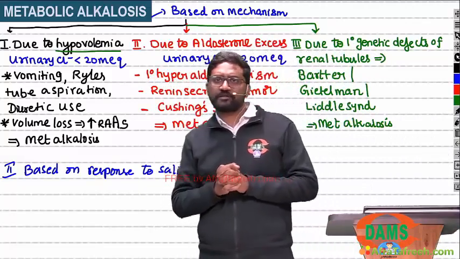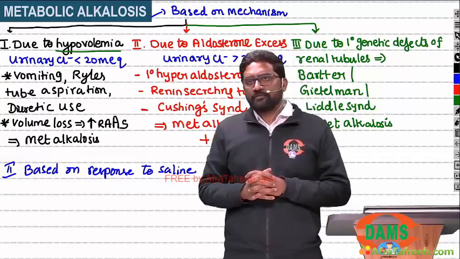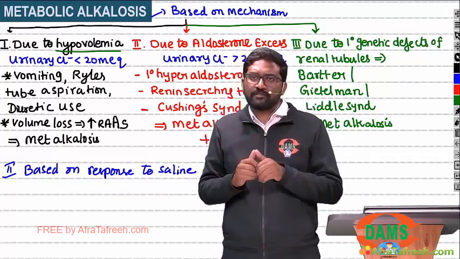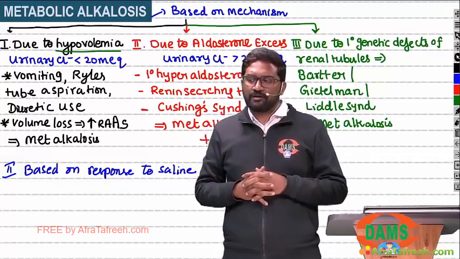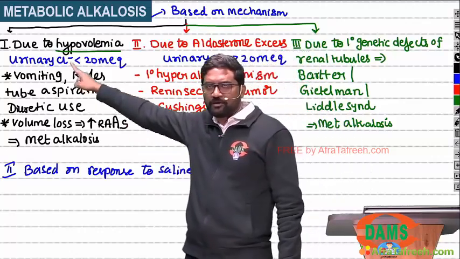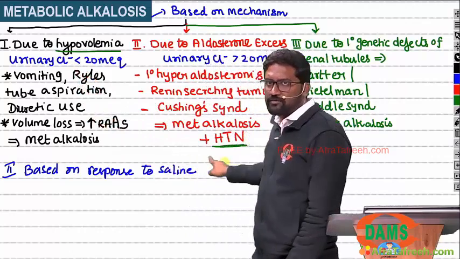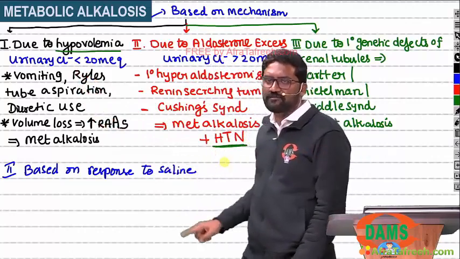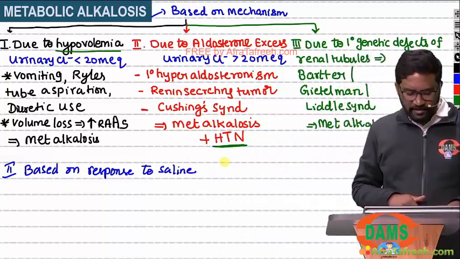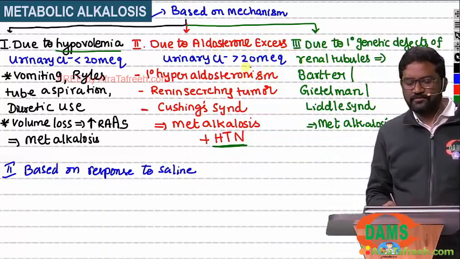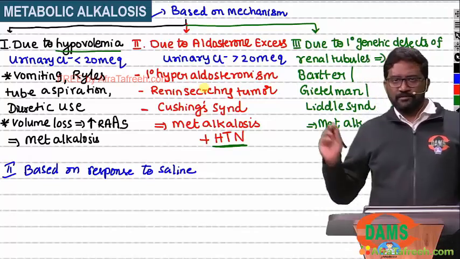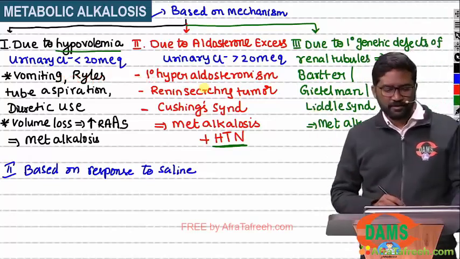So the simple logic here is, category 1 is due to hypovolemia. When there is less volume, your kidneys will try to retain water with the help of salt. What does salt contain? Chloride. Because chloride is kept in the body, within the urine, chloride will be less. Whereas category 2, already volume excess, hypertension. Is there any compulsion for your kidney to retain chloride? No. So within the urine, chloride will be lost usually. So urinary chloride will be more than 20 milliequivalents. This is the first type of classification based on mechanism.